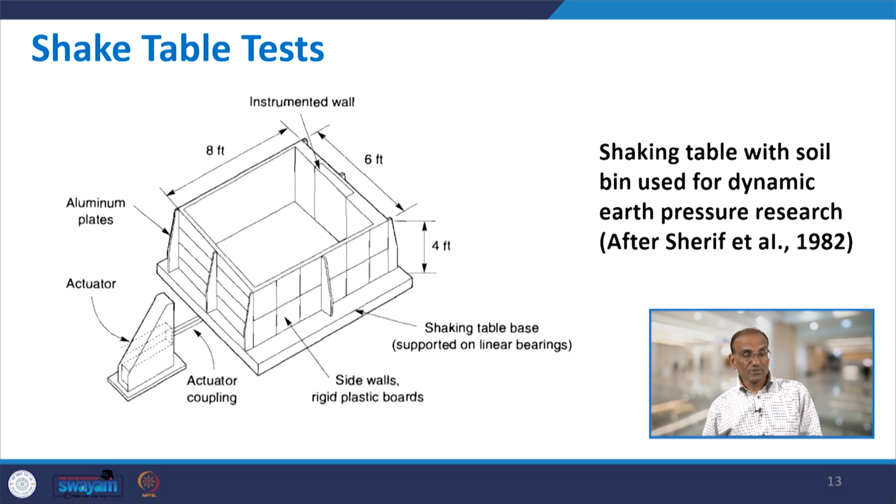In this case you could see there is a bin or tank. Inside this tank you fill the soil sample, and this typical size, of course, could be more or less. You have 8 feet, which is about 2.5 meter, and 6 feet, which is less than 2 meter, and 4 feet is the height of the tank. Shaking is applied using a mechanism in the horizontal direction. An actuator applies the load in the horizontal direction, it tries to shake it. Then you have the shaking table base, and side walls with raised plastic boards. So, that is there. Shaking table with soil bin used for dynamic earth pressures.